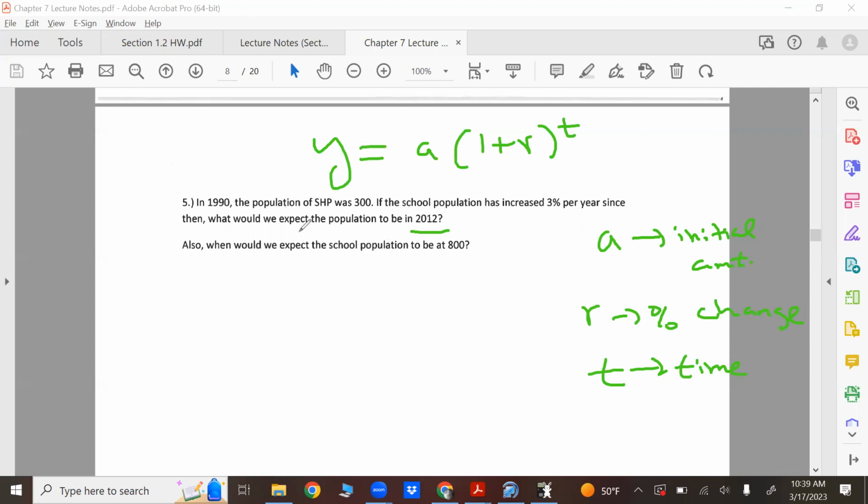So, if you look at it right now, what's my initial value here? 300. What's my rate or my percent change? So 0.03. And how long am I doing this for? 22 years. Now, why? Because that's 2012 minus 1990. Right? 22 years have passed from 1990 to 2012.